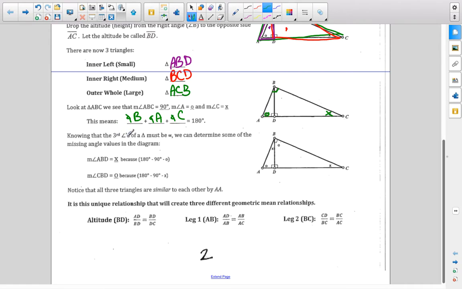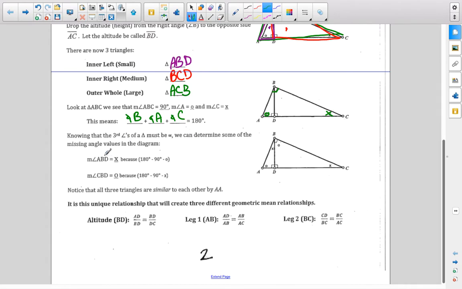Now, knowing that the third angle of a triangle must be congruent, that's the third angle theorem. If we have two angles congruent to two angles of another triangle, by the third angle theorem we know the third angles have to be congruent because we have the same leftovers.